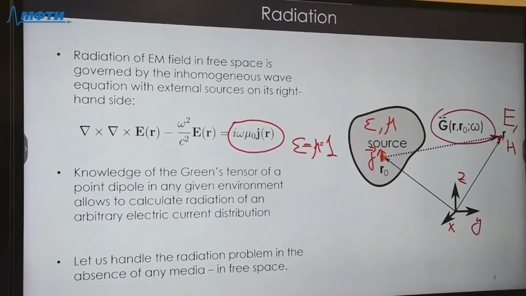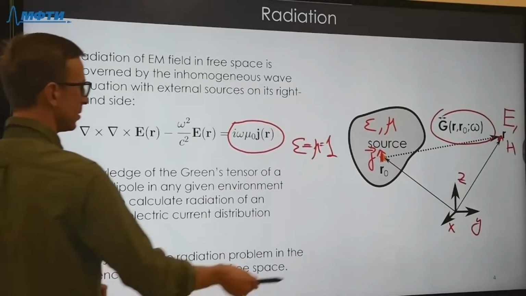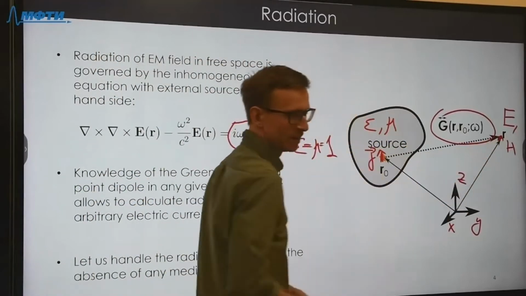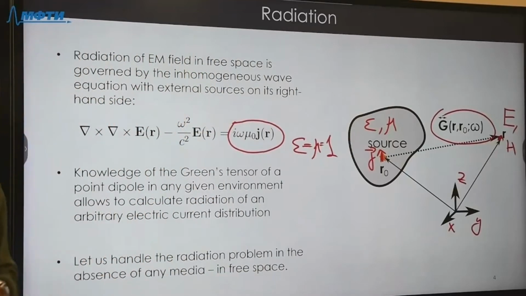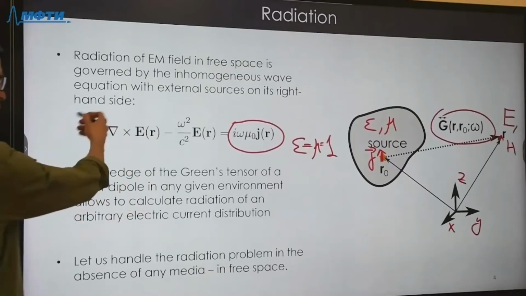Knowledge of the Green's tensor of the wave equation in any environment will allow us to solve the radiation problem. Once we know the Green tensor of the given environment, we can always integrate an arbitrary current density, and we can obtain the electromagnetic fields at any point of interest. But first, we have to find this Green tensor. And like I said, today we're going to be handling this problem for the simple situation, free space. Okay, so let's start. Let's try to find a way.